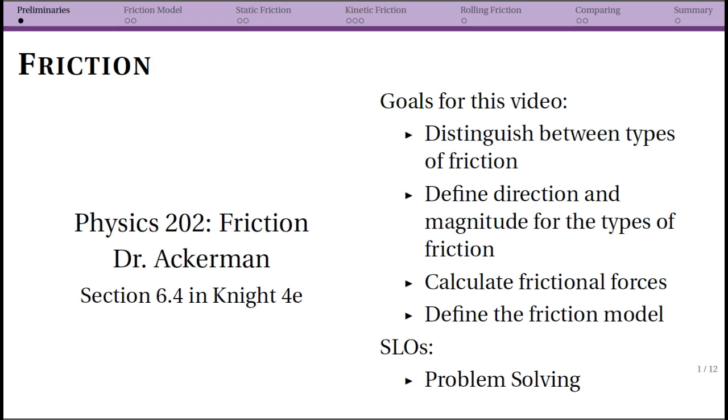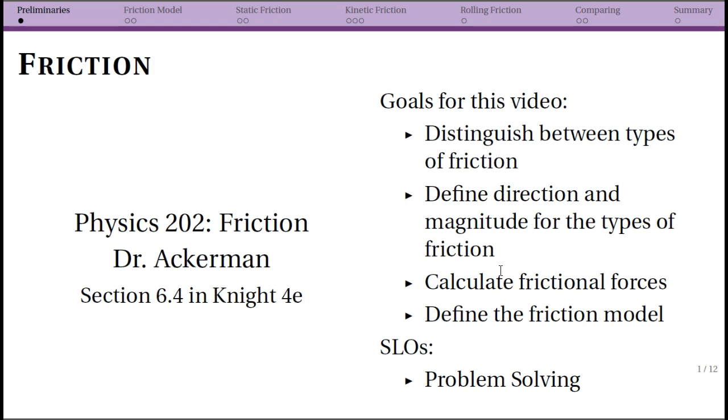What do you need to do to really use friction in calculations? So we are going to clarify the different types of friction. There's really three different ones that we talk about. There's really two that we primarily use. For each of these, we're going to define the direction and magnitude. And obviously the magnitude is going to be really important for doing calculations.